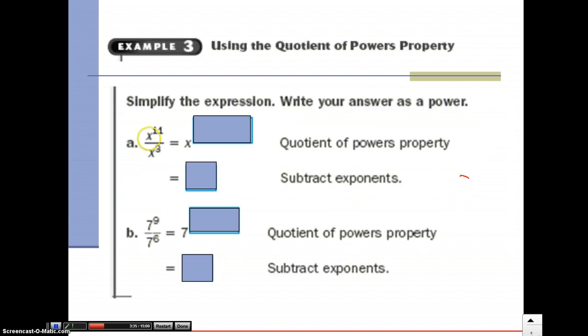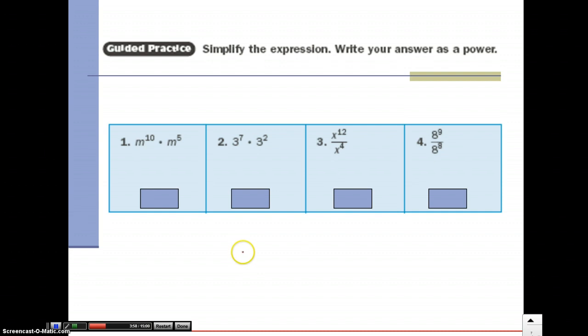For example 3, you're dividing, so we're going to subtract the exponents. Keep the base of x. 11 minus 3 is 8. So x to the 8th power is my answer. For b, we're dividing, so we subtract the exponents. 9 minus 6, which is 7 cubed. Go ahead and try 1 through 4. Remember, when you multiply powers, you want to add exponents. When you divide powers, you want to subtract exponents.